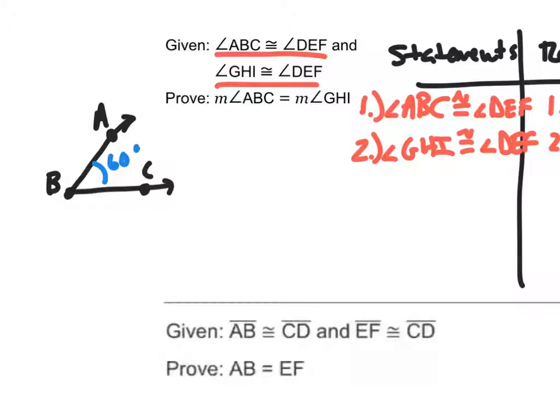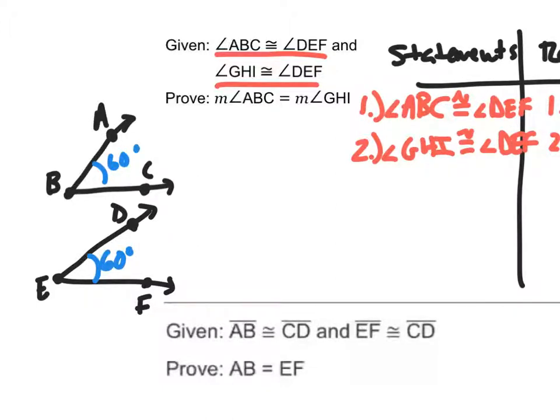So here's what we know. Angle ABC is 60 degrees, and it's congruent to angle DEF. So let's also draw a congruent angle and make it look exactly the same. I'm going to put a point here, here, and here, and call that DEF. Now, if they're congruent, what's the measure of this angle? 60 degrees. Reasonable? We all good? We all agree that those two have the same measure?